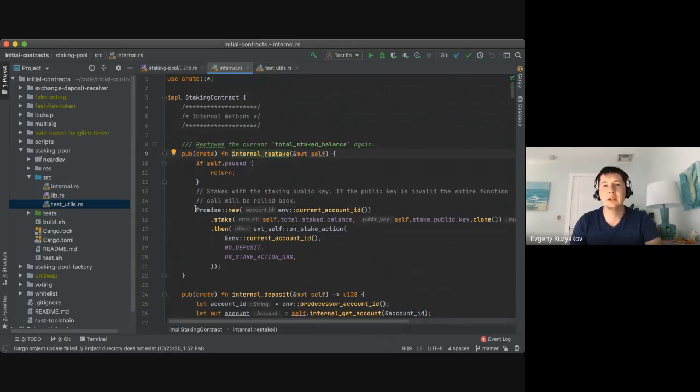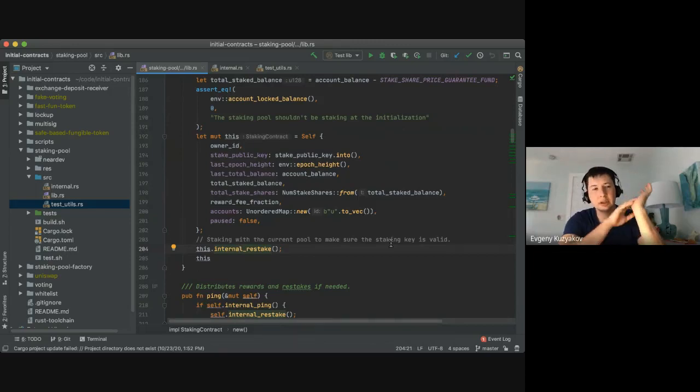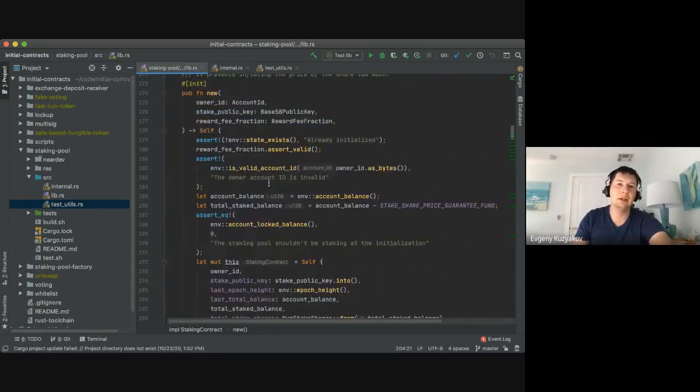And what happens is it makes a staking transaction with the given key, and once this transaction is created from the contract when it leaves, we do validation on this transaction. And if the key is invalid, then it will throw an error and the entire initialization of this staking pool will fail. So if you pass an invalid staking public key as an input, then your contract initialization and deployment and all this that happens in one batch transaction will be reverted.